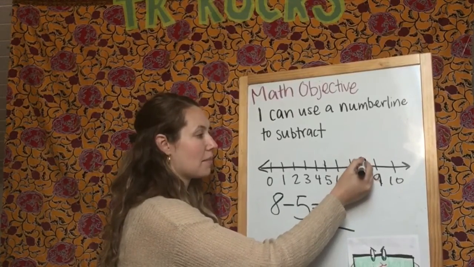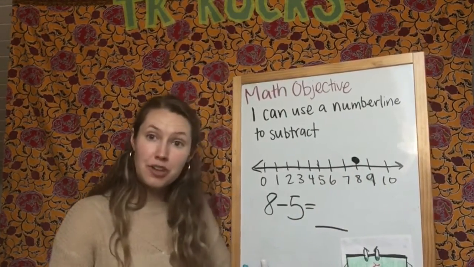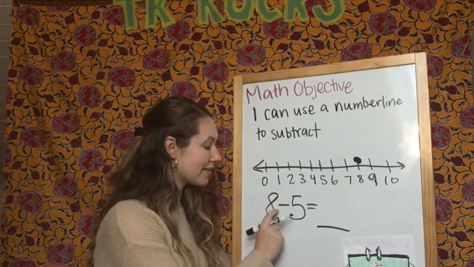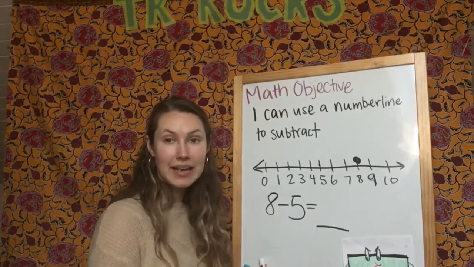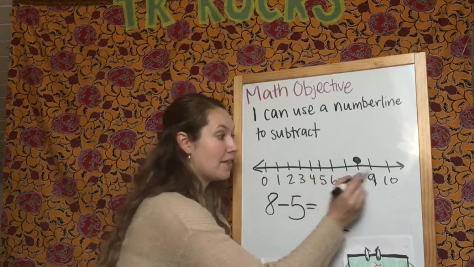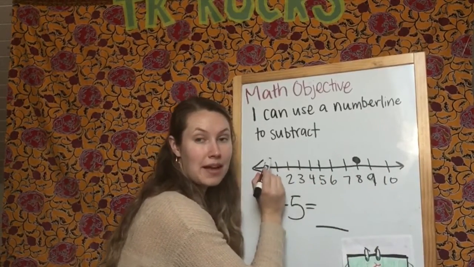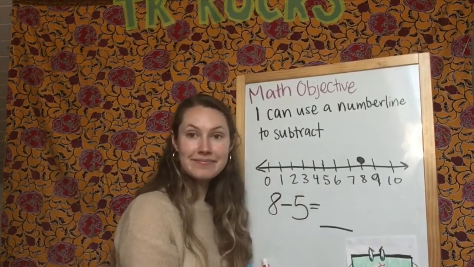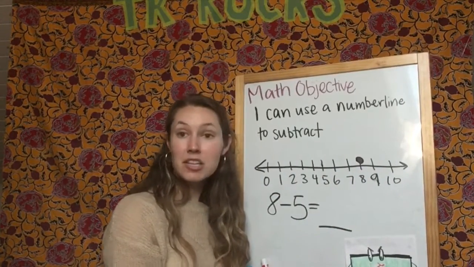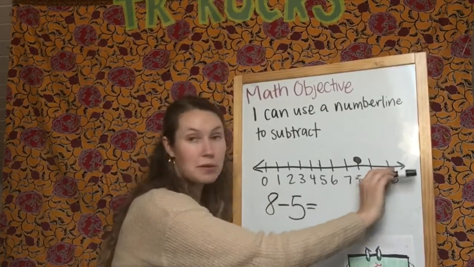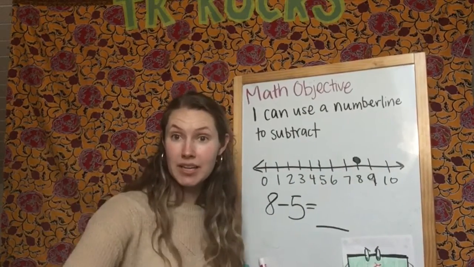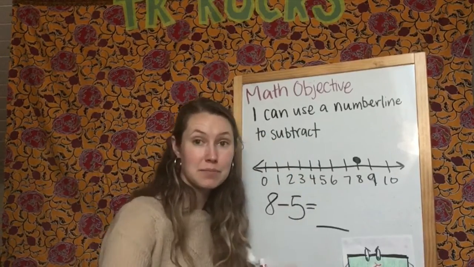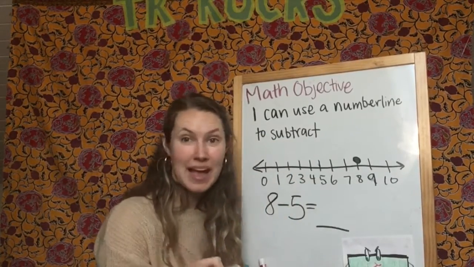So I make my dot on my 8, and now I need to jump. And I'm going to jump 5 times because that's how many Linus is taking away. Now am I going to jump this way or this way? Right or left? I'm going to jump to the left because that's where my numbers are getting smaller. And whenever we're doing subtraction, we always have our numbers get smaller because Linus takes them away.